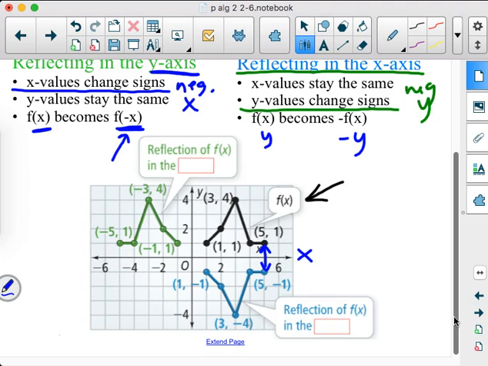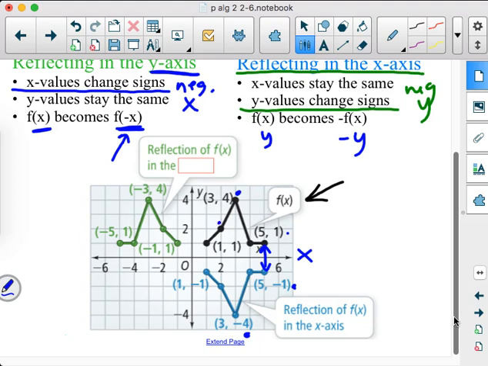So that was a reflection of f of x in the x-axis. And then I think, okay, reflect over the x-axis, the y becomes negative. So instead of this being 5, 1, it's going to be 5, negative 1. Well, that makes perfect sense. Instead of 3, 4, it will be 3, negative 4. Yeah, all they're doing is making the y negative.